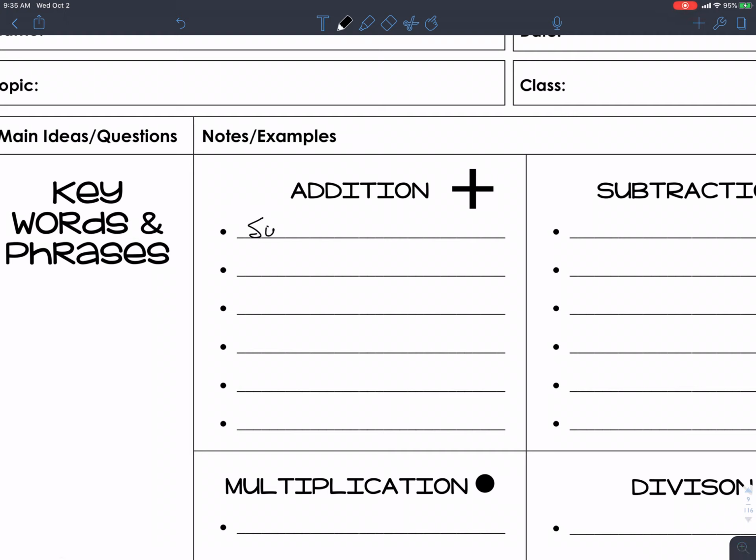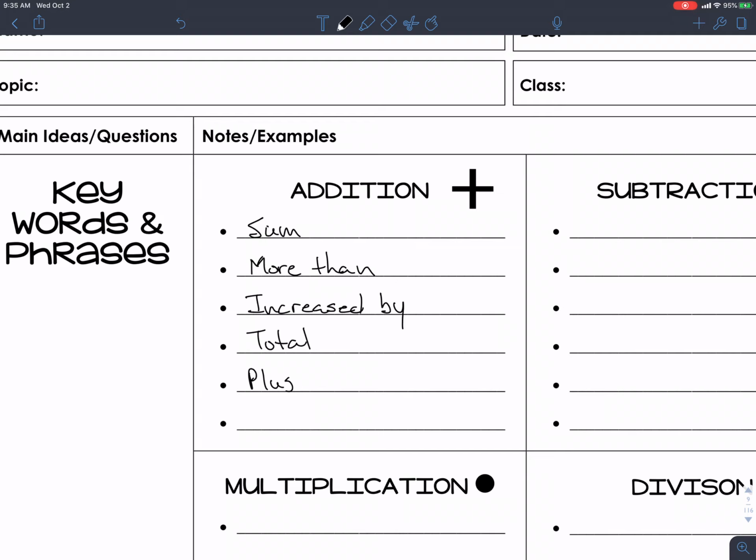So this one is probably very familiar. Sum. More than. So if something is more than something else, there's more of them. Increased by. If something is increased by, say, 2, you've added to it. Total. Total usually means you're adding up a bunch of numbers together. Plus, obviously, plus is addition.